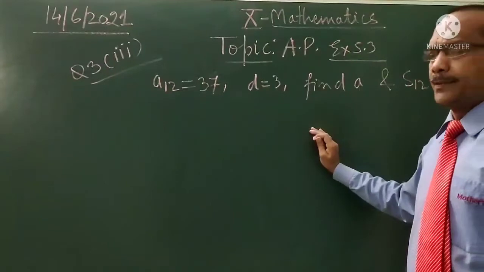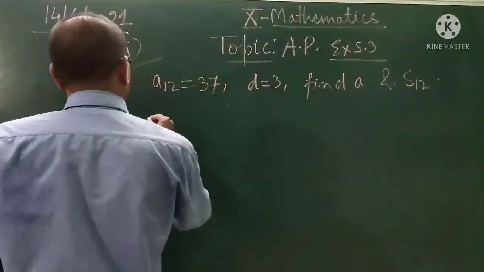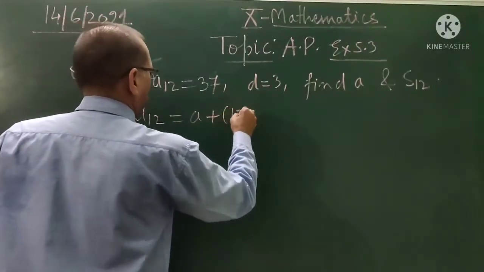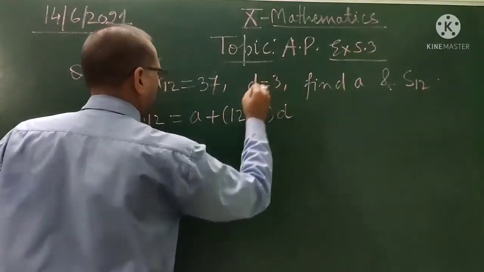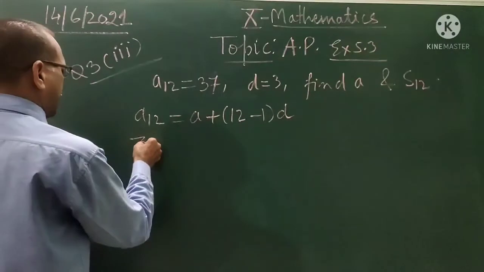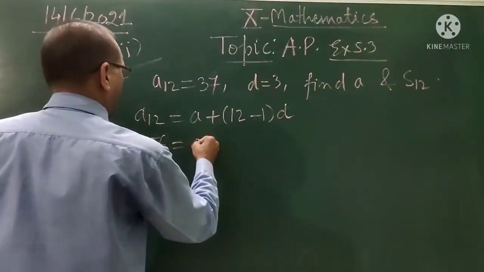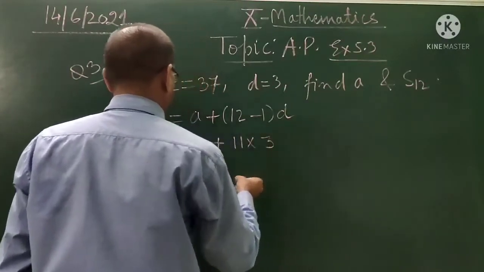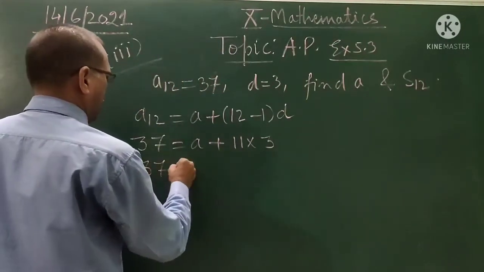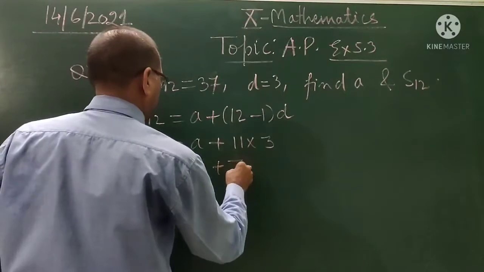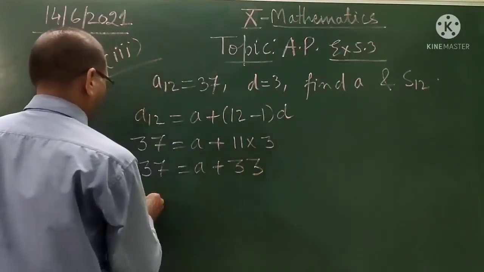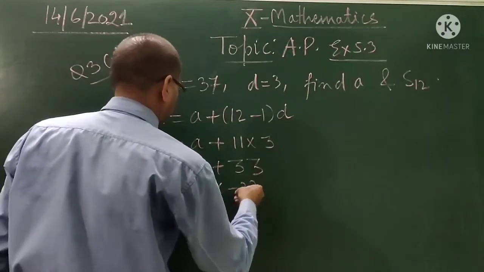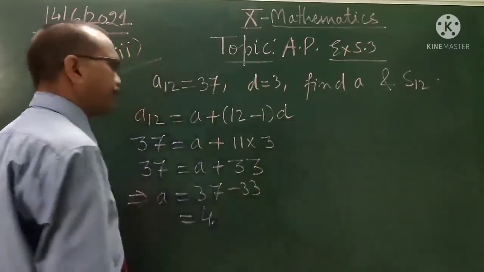Student, see, A12 equal to A plus 12 minus 1 into D. A12 is given as 37, A we have to find, it is 11 into D, and D equal to 3. Then 37 equal to A plus 33. Now A equal to 37 minus 33, which is 4.